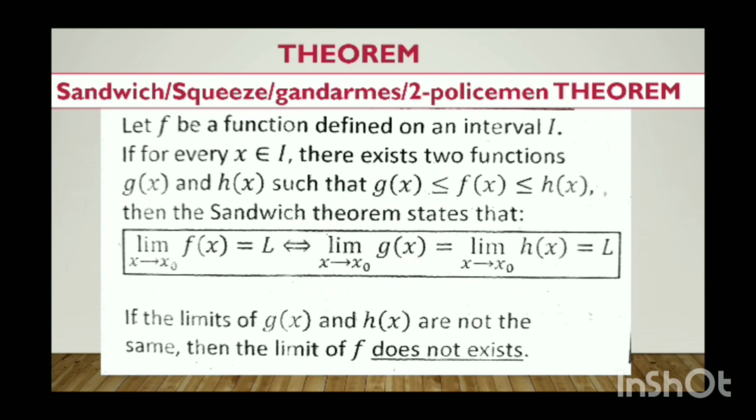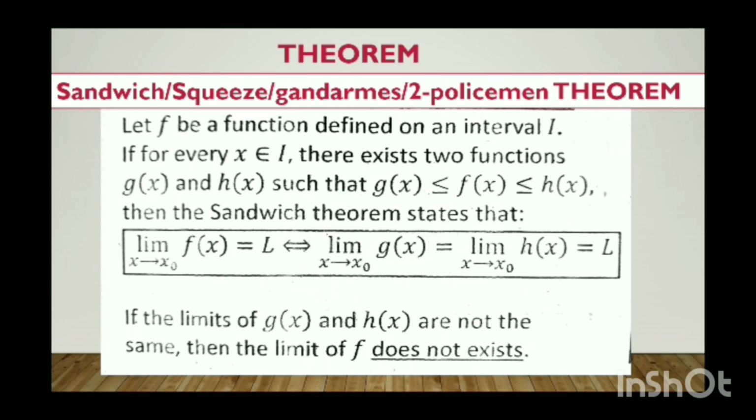So now you notice that f of x is in the middle. Since the two functions to the left and to the right of f of x have the same limit, then we can conclude that that is the same limit for the function f of x. Now if the limits of g of x and h of x are not the same, then the limit does not exist.